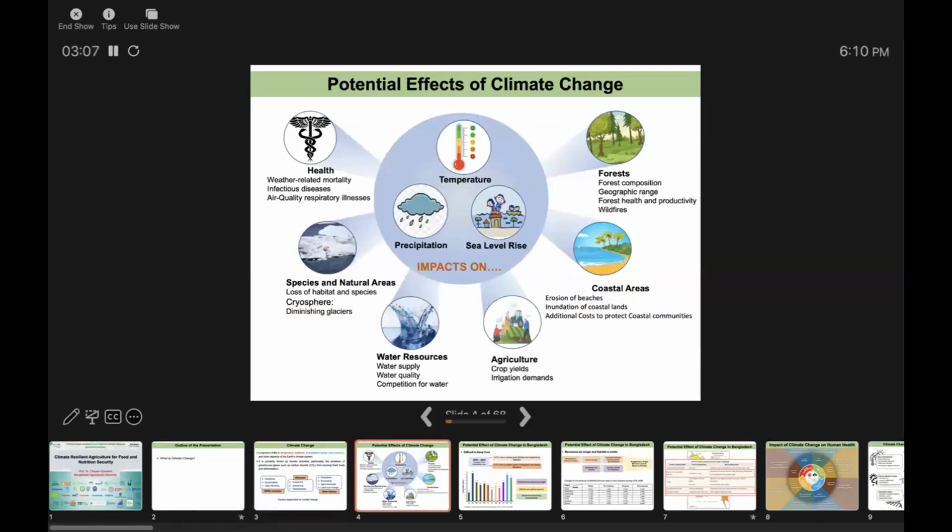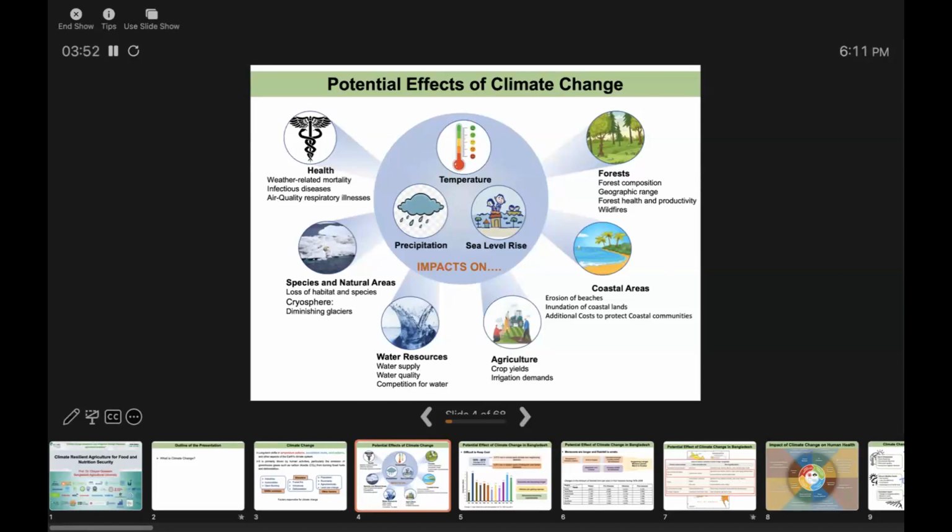Potential effects of climate change. Climate change has a devastating impact on the climate and other factors, from agriculture to human health, water resources, and other natural resources. We can see that the increase in temperature, change in precipitation pattern, and rise in sea level cause different issues like health hazards. Some species and natural areas are also impacted, and water resources, like quality of water and sufficient supply of water, are hampered due to the impacts of climate change.